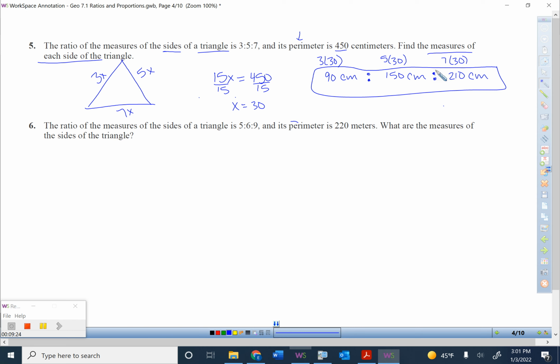All right, next up it says the ratio of the measures of the sides of a triangle is 5, 6, 9, and its perimeter is 220 meters. Okay, again, we're going to draw our picture. Okay, but this one is the same type of problem as last one. So I want you to pause the video and see if you can try this one out using your example from number 5.